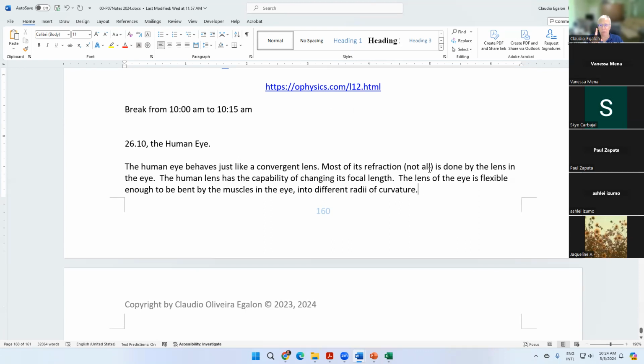If an object is very close to the eye, so at this very moment, look at me here, my finger is very close to my eye. In order for my eye to see my finger very clearly, the muscles in the eye must increase the curvature of my lens. Now, when I place my finger very far away from my eye, then the lens of my eye becomes a little flatter.